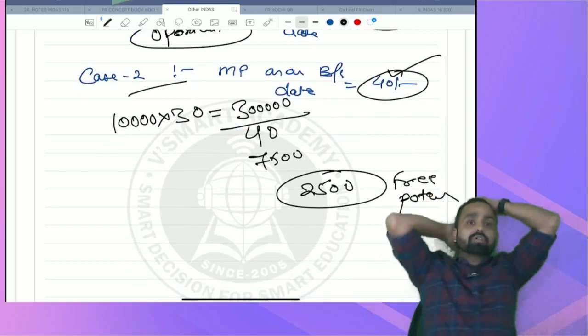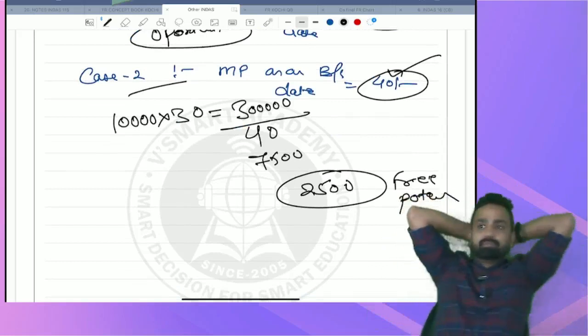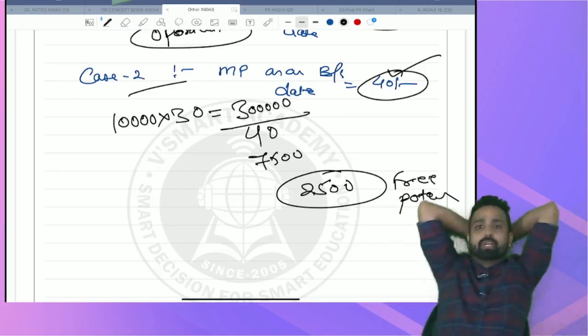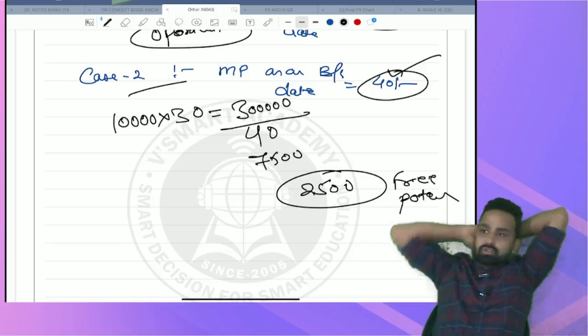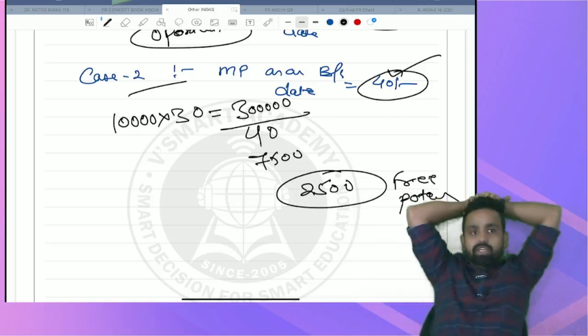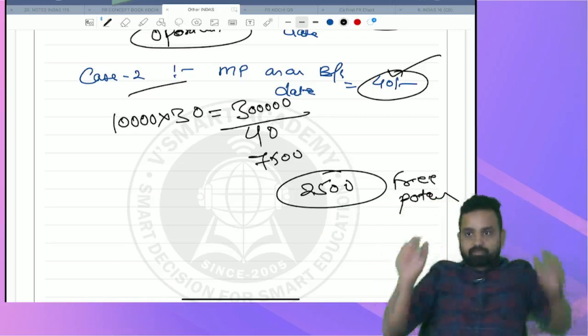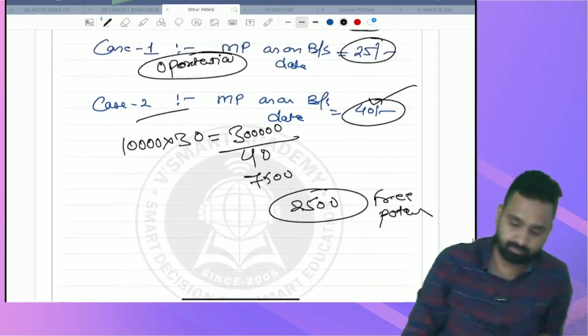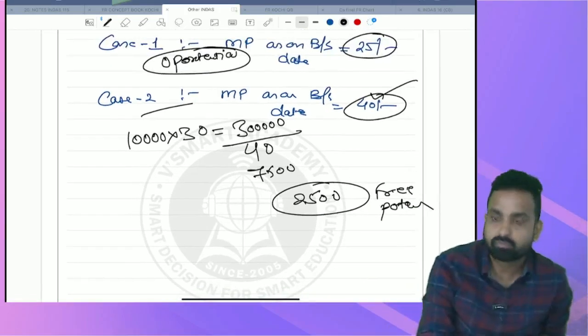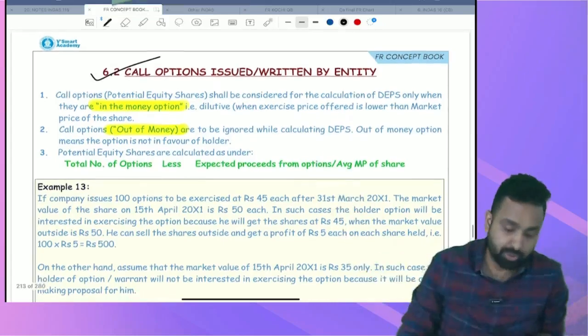So call options, out of the money, in the money. Out of the money, zero potential. In the money, just like ESOP. These are the call options.